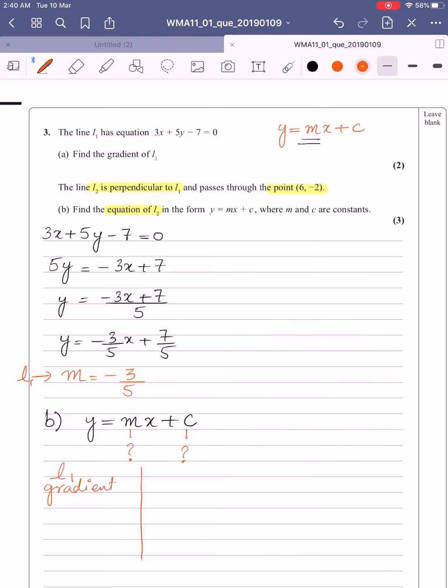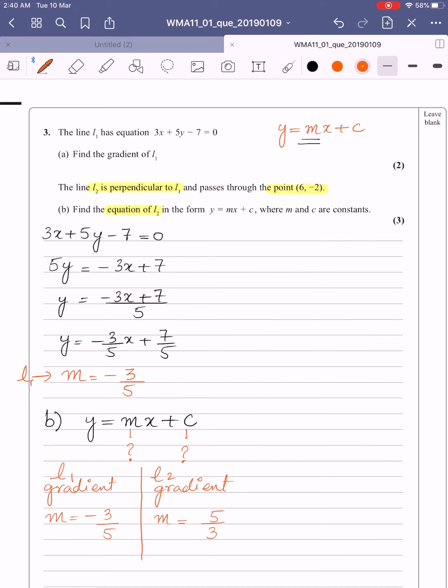There is a special relationship between the gradient of two lines which are perpendicular to each other. So we know that the gradient of line L1 is negative 3/5. Therefore, gradient of line L2 is going to be 5/3. So the gradient of two perpendicular lines is the negative reciprocal of each other. Alright, so we already have the gradient. Now we have the point 6, negative 2 passing through L2.